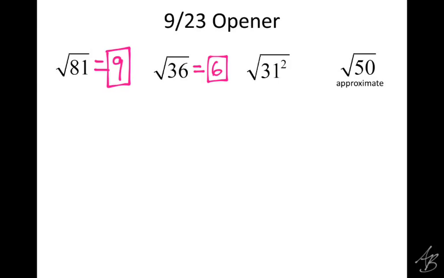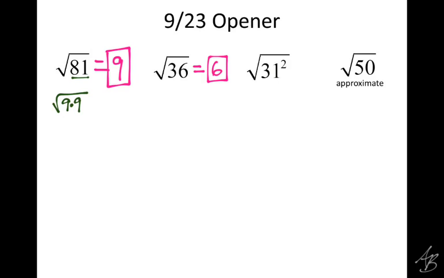Okay, now to do this one, I'm going to go back and do these two a slightly different way. So we're looking for a number that multiplies by itself to get 81. So 81 is what times what? 9 times 9, right? So the square root of 81 is the same thing as the square root of 9 times 9. You guys agree with that?